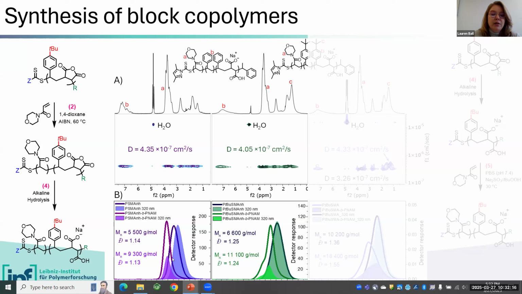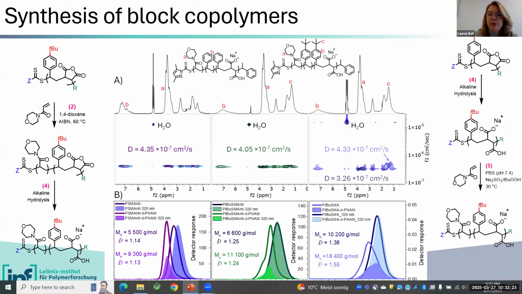And size exclusion chromatography showed something similar, where we had a shift in our molecular weight distribution to higher molecular weights. And for the second synthetic strategy, where we chain extend our macrochain transfer agent in water, we saw slightly different results, where we seem to have a mixture of our block copolymer and the starting macrochain transfer agent. And we assumed that was because of cleavage of our RAFT end group during the hydrolysis of our macrochain transfer agent, making this a suboptimal synthetic procedure for very nice, well-defined block copolymers.